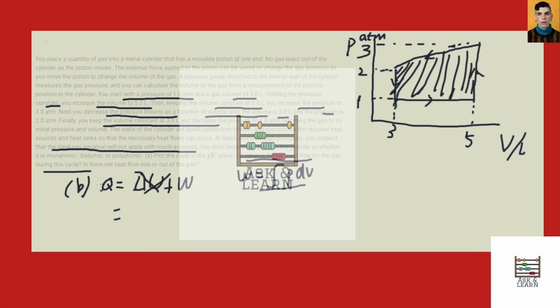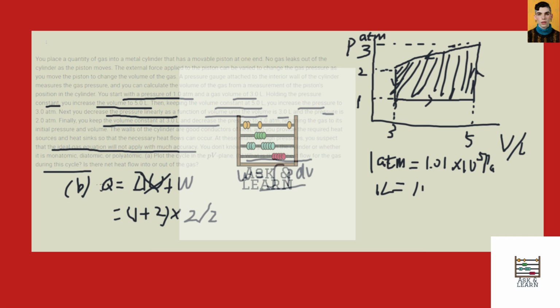So the area is (1 plus 2) times 2 divided by 2. Also, don't forget that you need to convert the units into standard units. 1 ATM equals 1.01 times 10 to the 5th Pascal. 1 liter is 10 to the -3 meters cubed. Don't forget you need to do that.